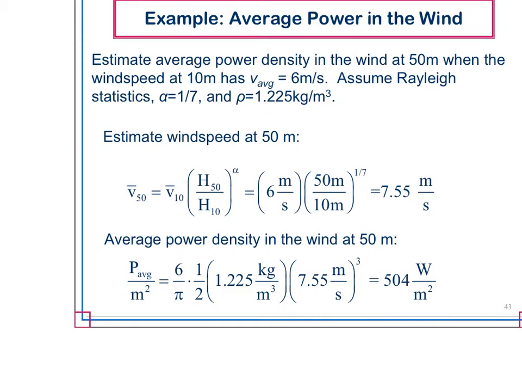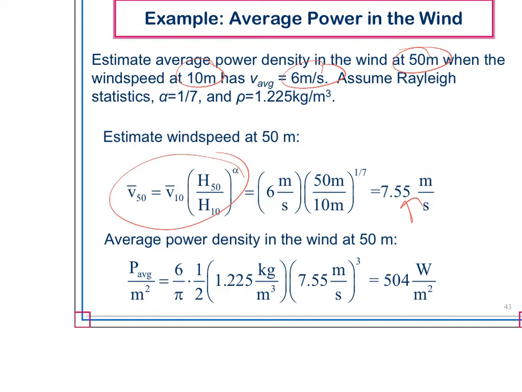So, average power in the wind. Let me back up. We want to estimate what the power is at 50 meters given a 10 meter wind speed average of 6 meters per second. We know what the roughness coefficient is. Alpha is 1/7. We're going to use standard density of air. So the first thing we need to do is correct this 6 meters per second at 10 meters to whatever the wind speed is at 50. So we just substitute in here to get V50, and our average is 7.55 meters per second.